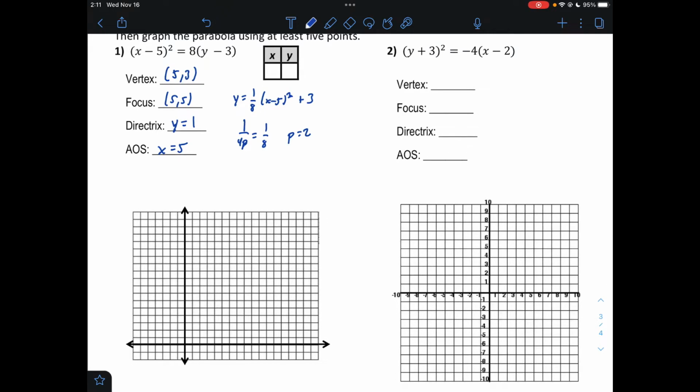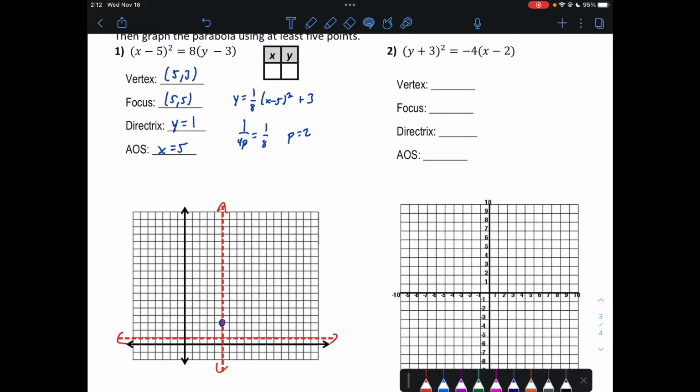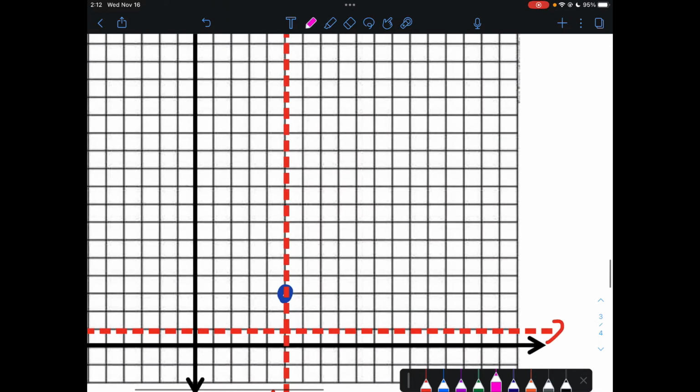We know our vertex is at 5, 3. We know that our axis of symmetry is at x equals 5. Our directrix is at y equals 1. Those need to be dashed lines because they're not part of our graph. And we know that the focus is at 5, 5. There's the focus.